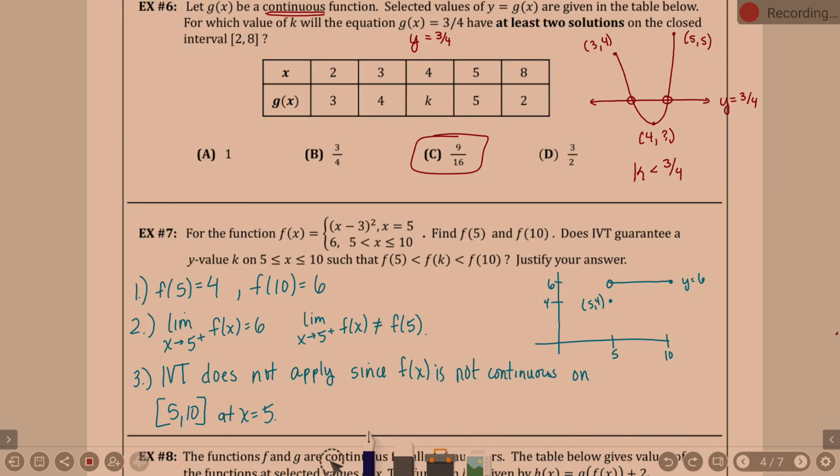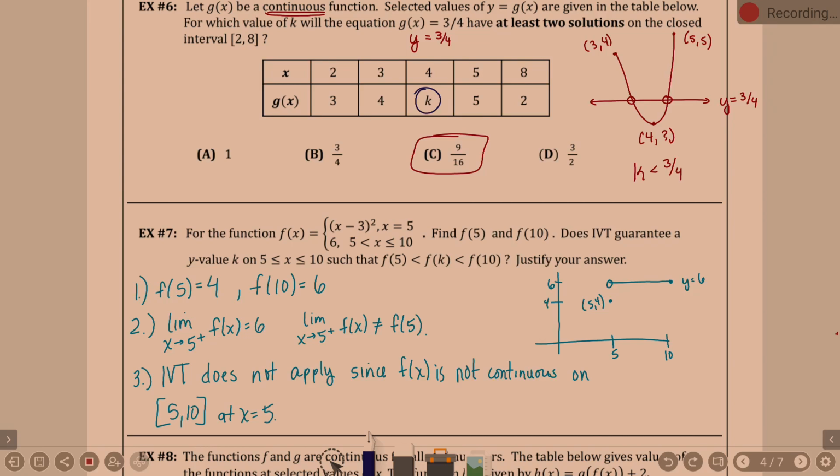Multiple choice. Let g be a continuous... They're telling me right off the bat, right? It's a chart again. They're telling me it's a continuous function. Selected values of g of x are given in the table. For which value of k will the equation g of x equals 3/4 have at least two solutions on the closed interval 2 to 8?